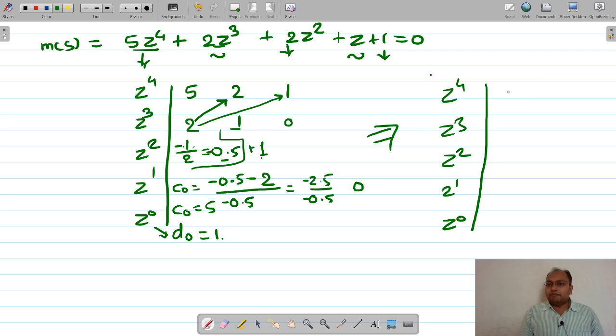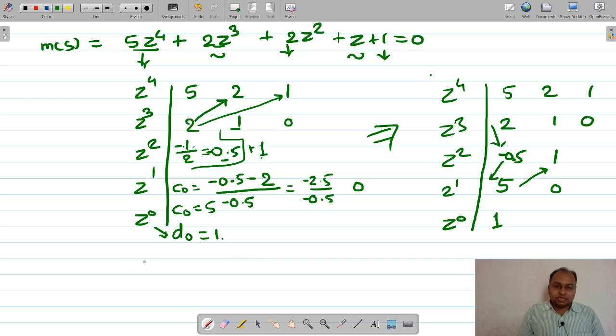So my final result is z raised to 4, z cube, z square, z1, z0. It is coming as 5, 2, 1, 2, 1, 0. This is coming as minus 0.5, so there is a change in sign. So minus 0.5, 1. This was coming as 5, and this is 0, and this is 1 because this multiplied with this is 1. How many times is the sign changing? Plus to minus 1 time, then minus to plus 2 times. As there are 2 changes in sign, the system is unstable.